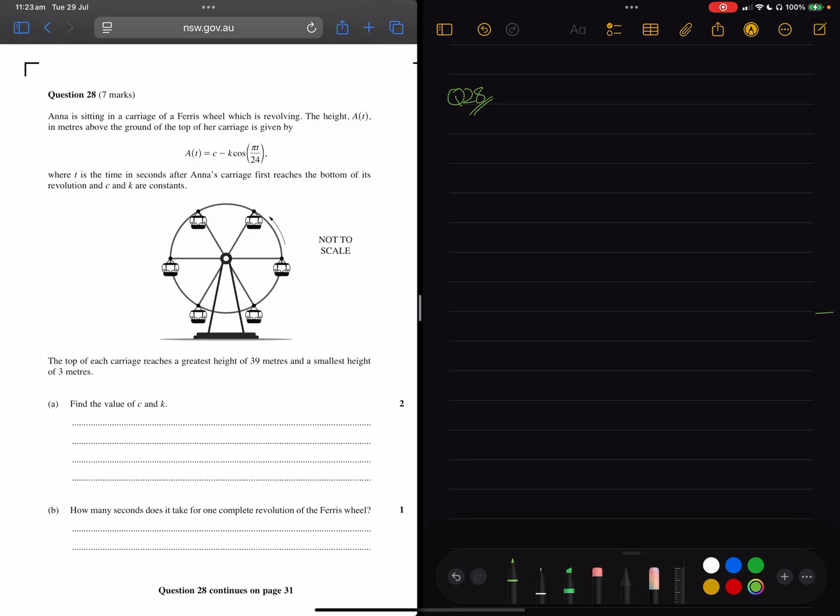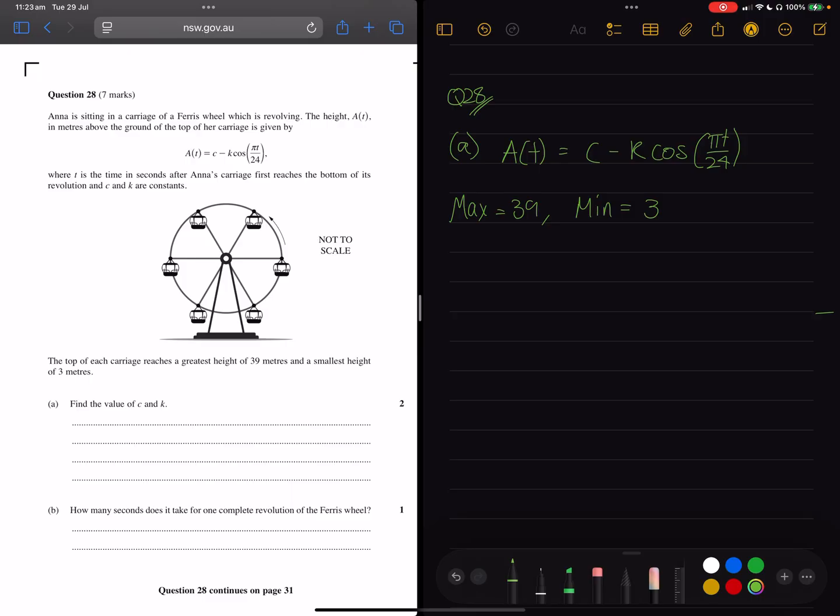Okay, so for part A, we have some function A of t is equal to a constant c minus k times cosine of pi t on 24. We're told the max is 39. And we're told the minimum value is 3.